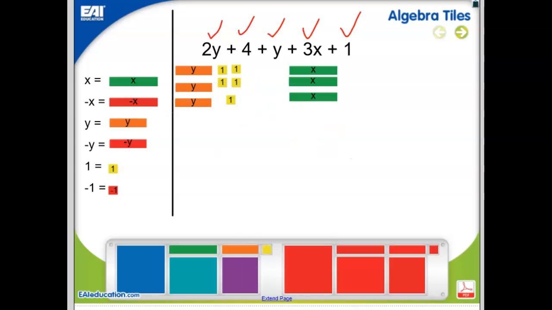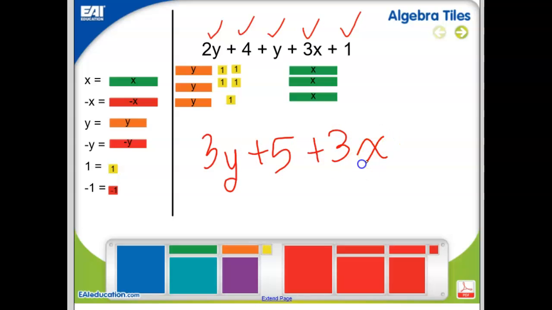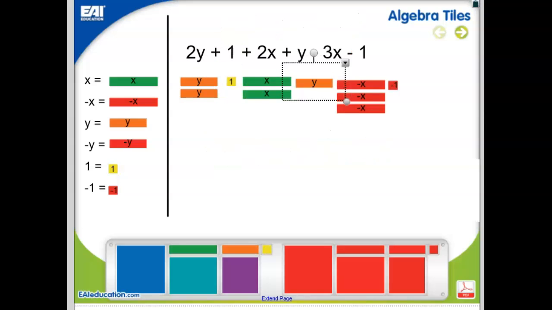And now, what do I have when I combine all my like terms? I've got 3 y's all together. I've got 5 units all together. And I've got those 3 x's still together. I went from 5 terms to 3 terms. Now notice, I cannot combine anything else. So this is my simplified expression. There's nothing else I can do with it. Let's look at another one here.